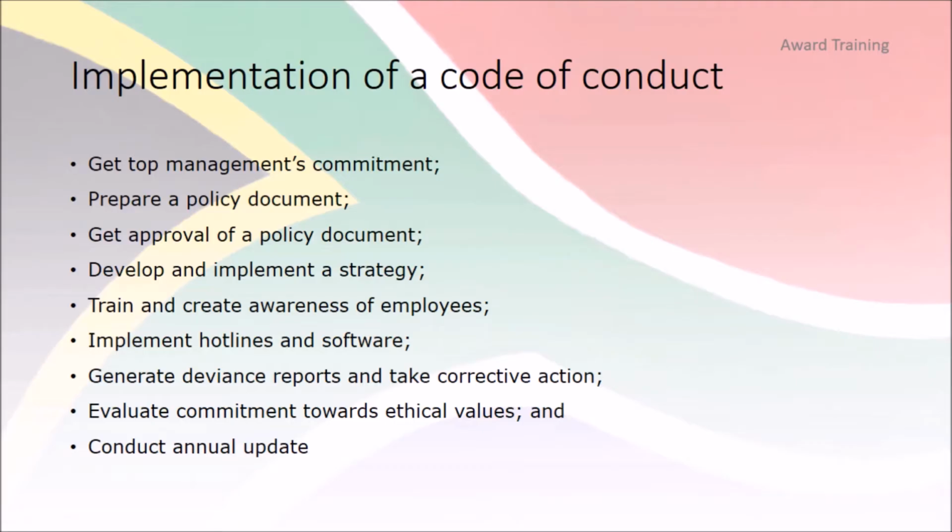Employees need to be made aware, and from the top to the bottom down, this decision needs to be implemented along the strategy lines of the organization. Each member of the organization must understand the ethics and values of the organization. At this point now, you would want to implement hotlines and software, generate deviance reports and/or take corrective action where necessary if employees fall outside of the ethical values or behave incorrectly.